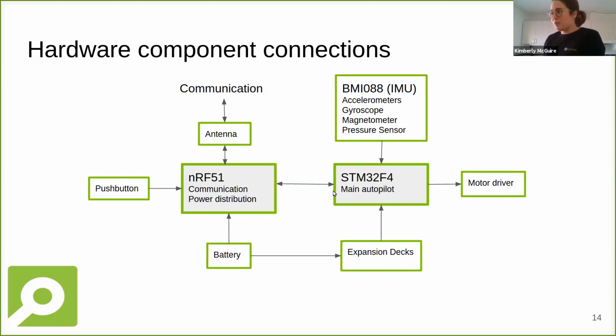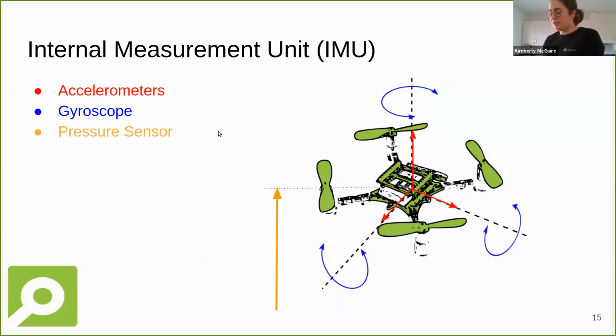Let's see. Is there anything else that I have to explain about this? No, not necessarily. So I'm just going to focus a bit on the IMU. I guess you should know what an IMU is. So accelerometers give you the acceleration in different directions. The gyroscope is how quickly the angles are moving. And the pressure sensor is mostly for height estimation. So you have a different pressure here than here, and that's how you're able to get height.